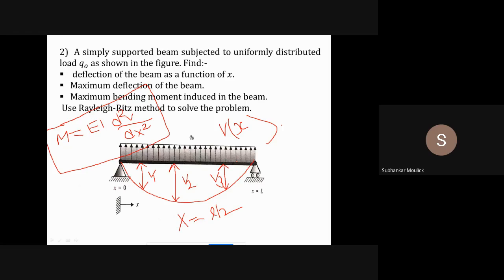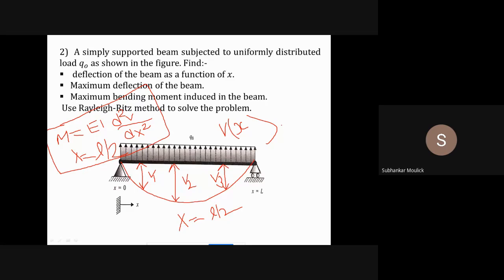And in order to get the maximum bending moment, it is clear from the diagram that it will take place when x is L by 2. So after finding the bending moment expression in terms of x, we will put x equal to L by 2 in that expression and get the maximum bending moment of the problem. Is the step clear, what we are going to do? Yes, sir.